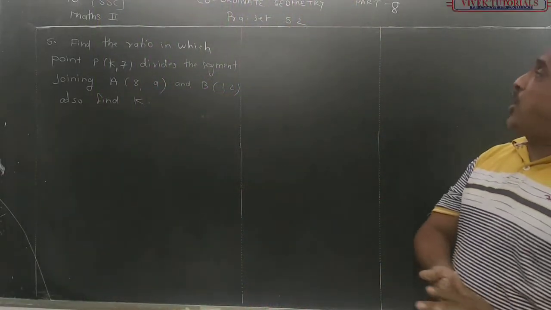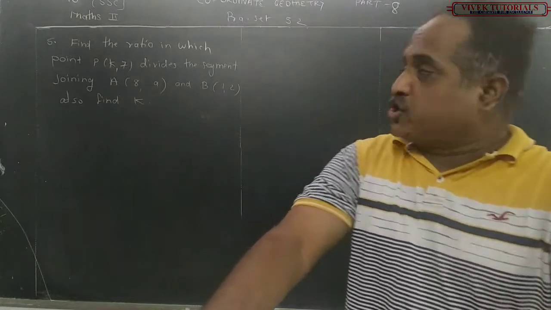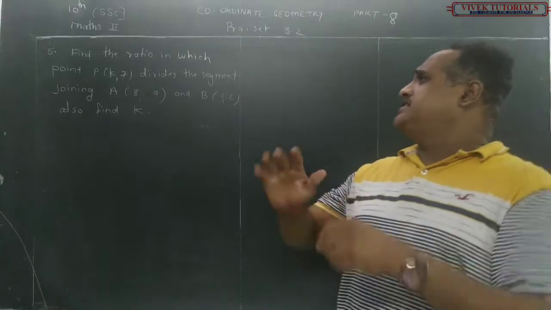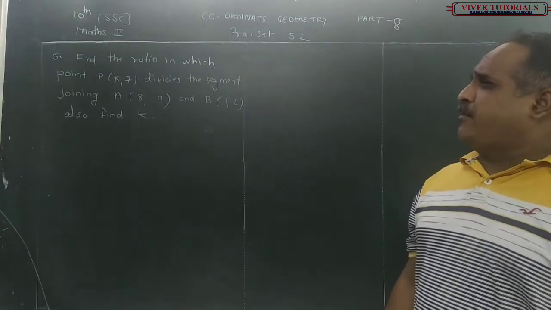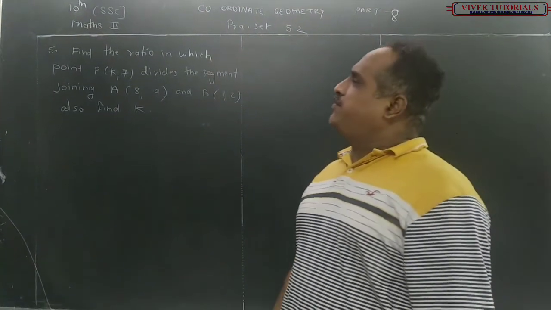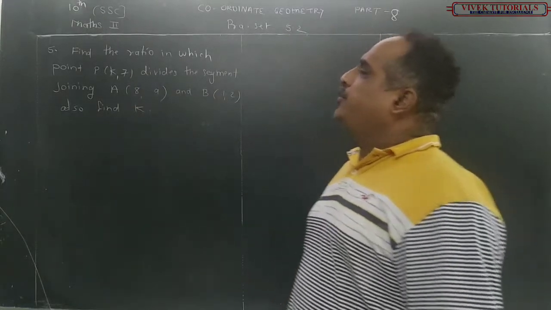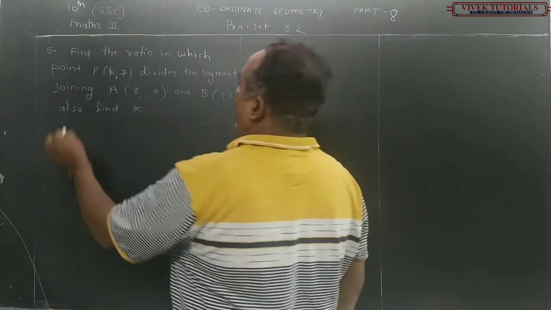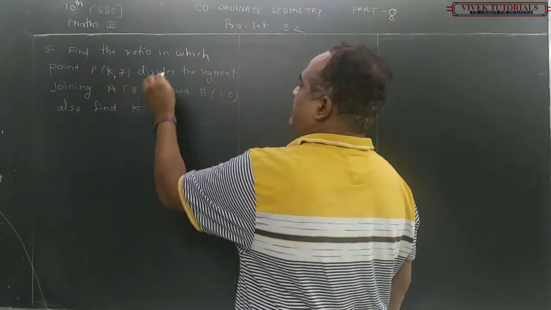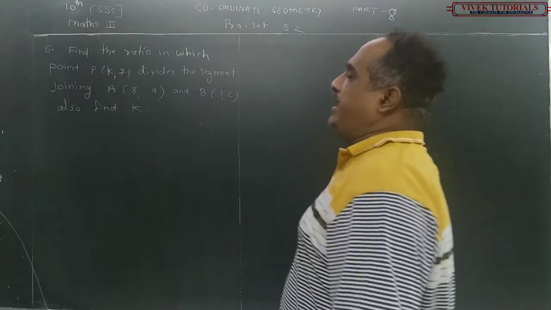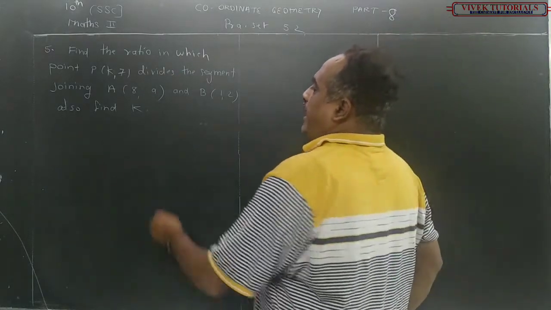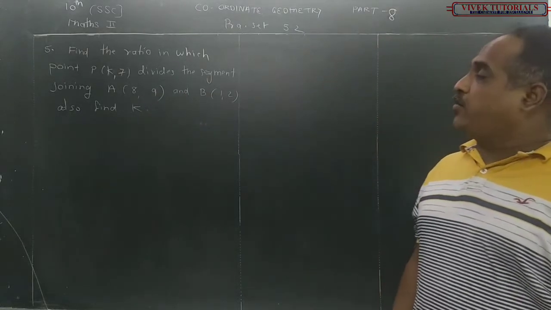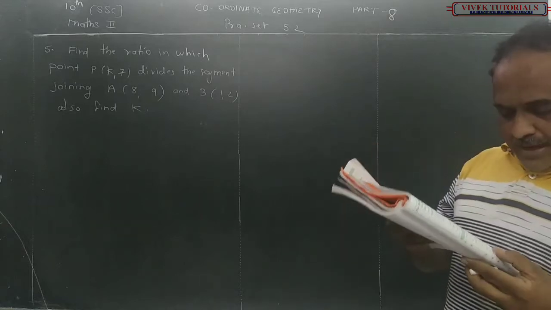Hello students, we are on the 8th part of coordinate geometry, 10th standard SSC Maths 2. We have already started with practice set 5.2 and we have finished 4 questions. Now the 5th question we are going to do. The 5th question is: find the ratio in which point P(K, 7) divides the segment joining A(8, 9) and B(1, 2), and also find the value of K.